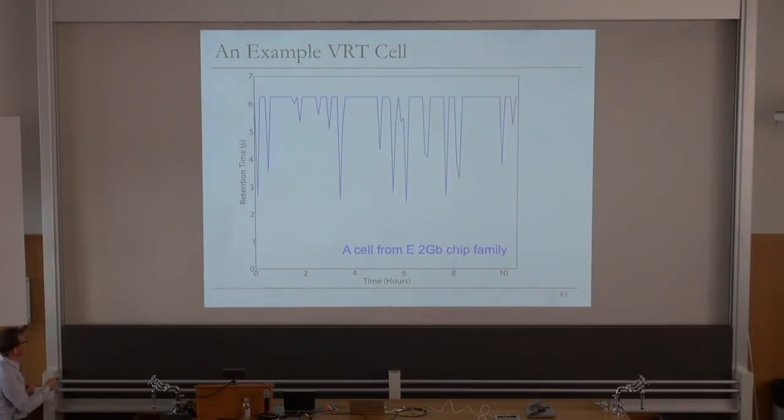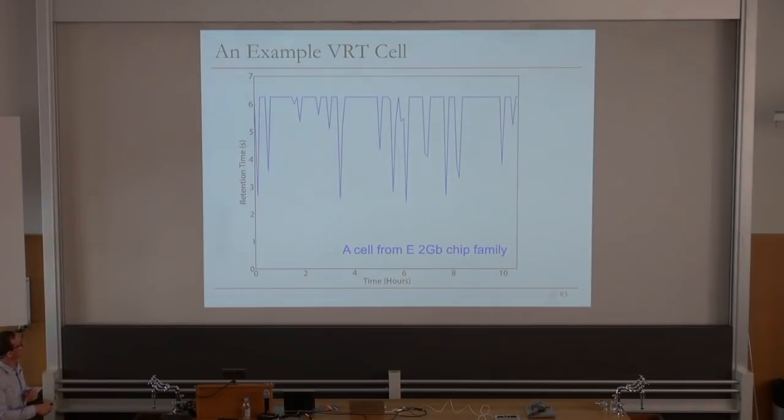Okay, so this is what happens. This is basically the phenomenon of variable retention time. You measure the retention time over time. Time could be hours. And you record what is the retention time of a given cell. This is a particular cell. This 6.1 over here means that the cell didn't fail, even at the highest retention time we measured, 6.1 seconds. So it can retain data for 6.1 seconds. And these points over here are the failures. Basically, this cell, when tested at time t equals 3.5 hours, it failed when its refresh interval was 2.5 seconds.